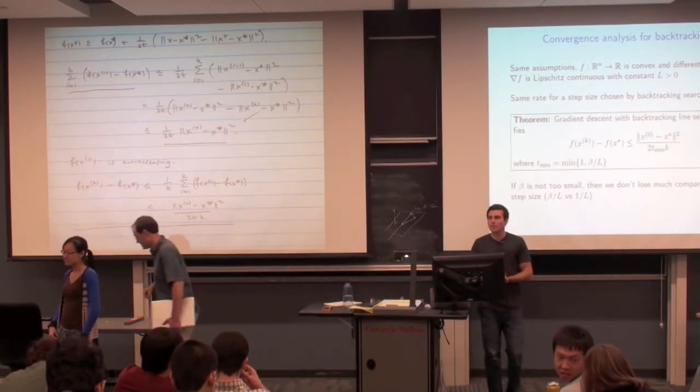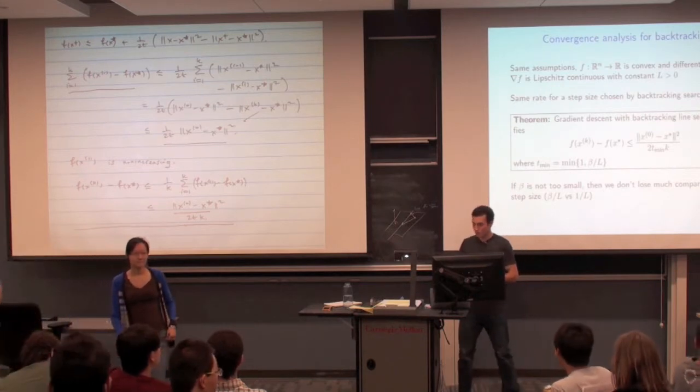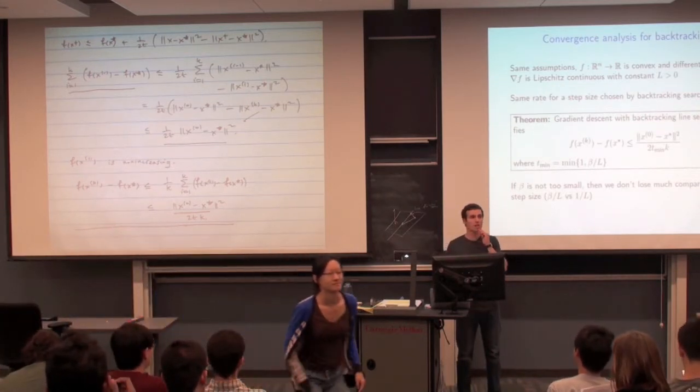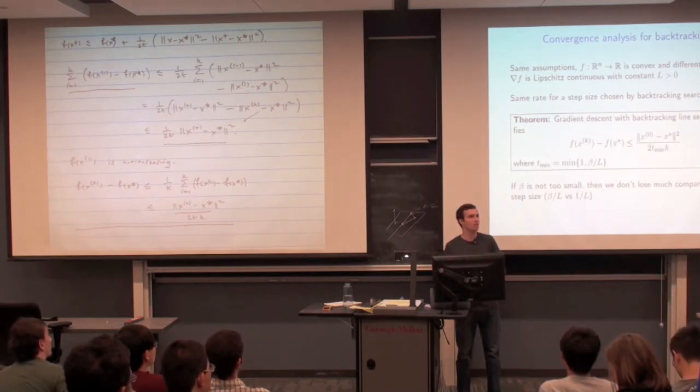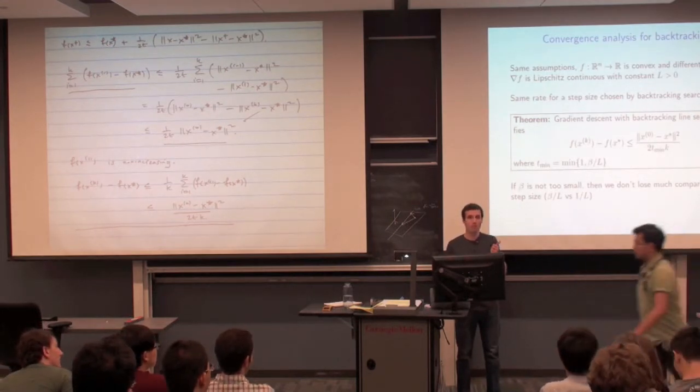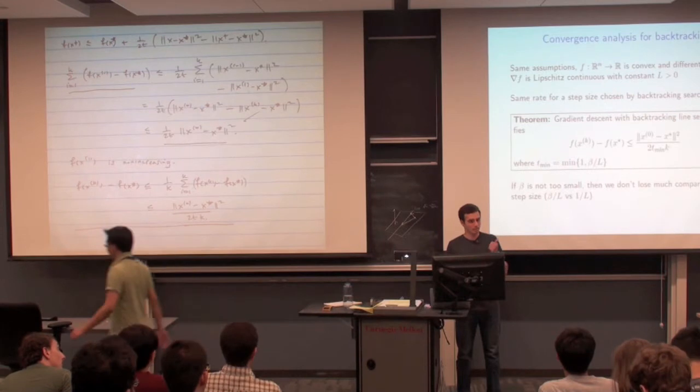Okay, so any questions that came up over the break? You're like, oh, I realized that that was totally wrong, and I want to ask a question. No? Everybody believe that gradient descent actually has that rate? Okay, good.